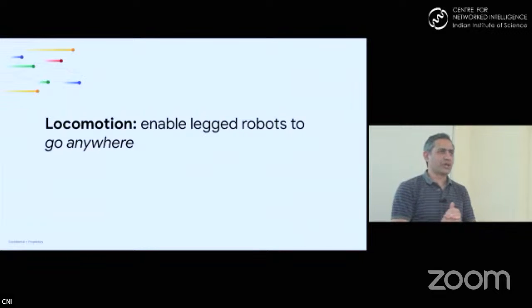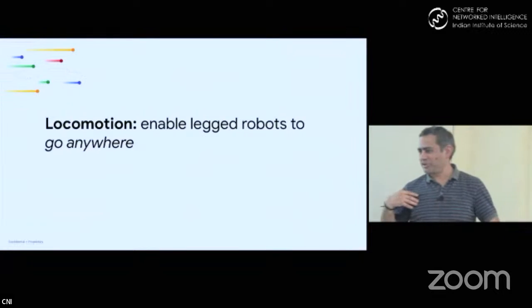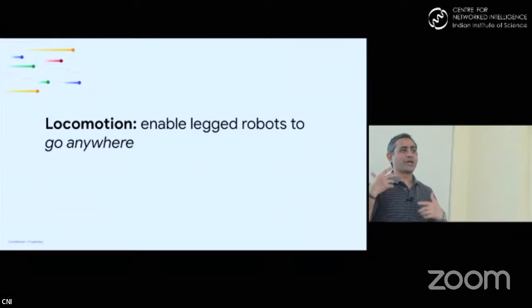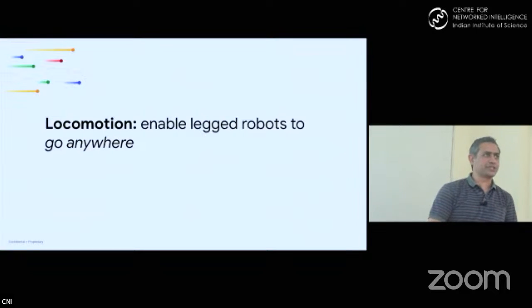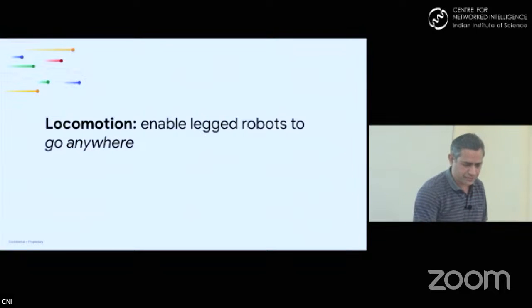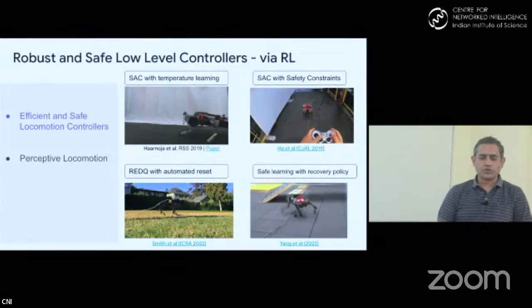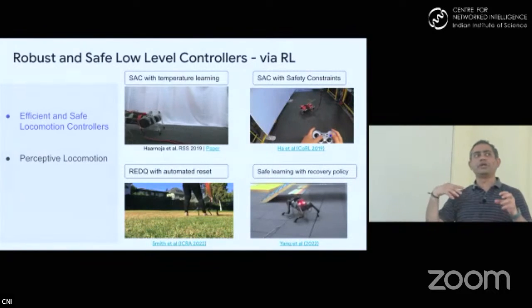Here the idea is to enable legged locomotion to go anywhere. As you might have guessed, if the robot has wheels and just goes down the stairs, it's going to fall, right? So we are also investing a lot of research effort into legged locomotion. We are investing in different methods.